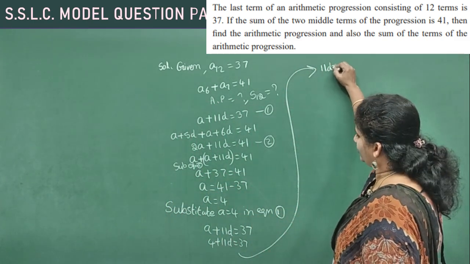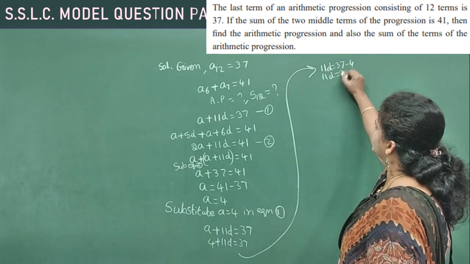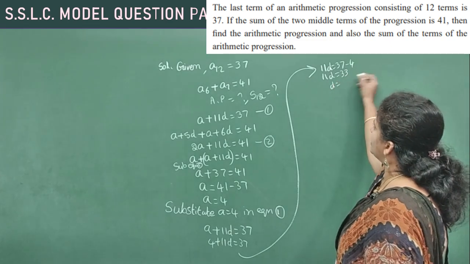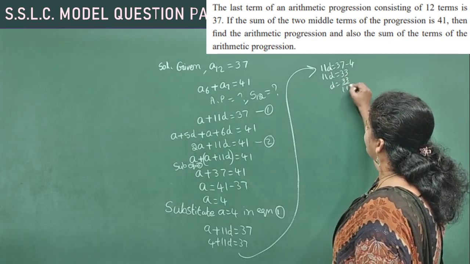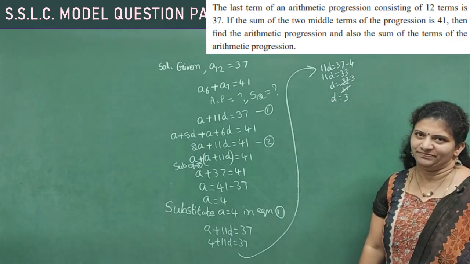11d is equal to 37 minus 4. 11d is equal to 33. Now 11 transpose to the other side: 33 by 11, 11 3s are 33. Then the common difference is 3.